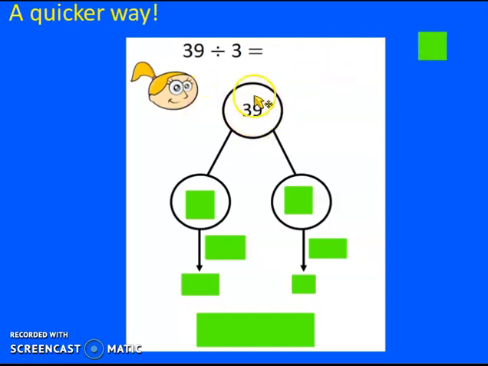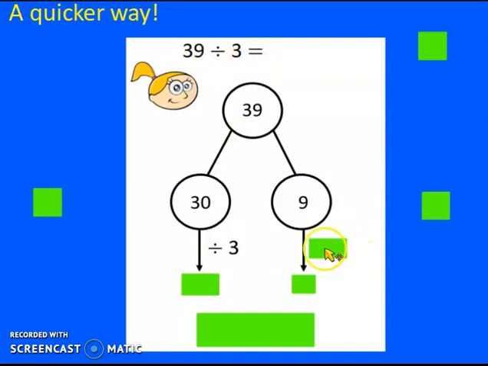So we have 39 at the top. How can we partition 39? Well, we can put our 30, our 3 tens, over here, and our 9 over there. And what we are being asked to do is to divide this number by 3. So if we divide 30 by 3 and 9 by 3.